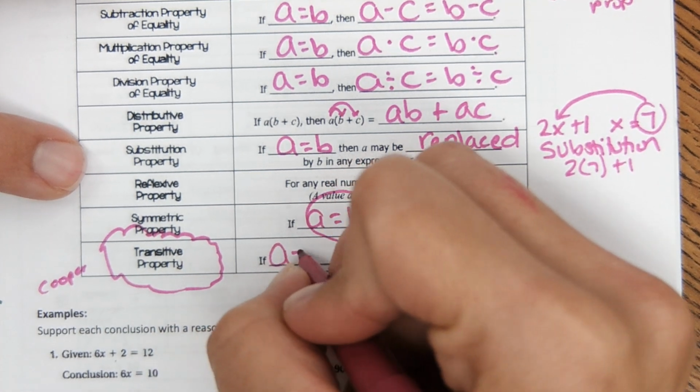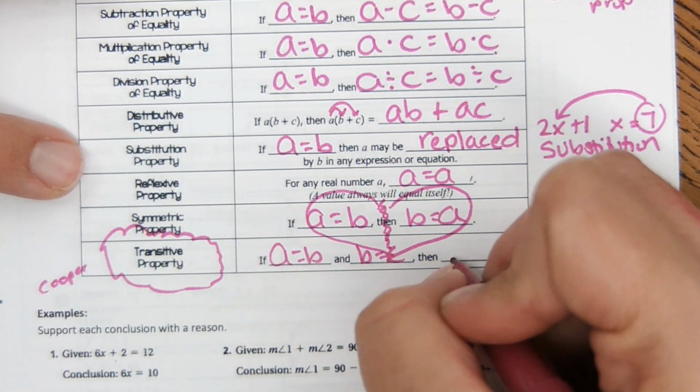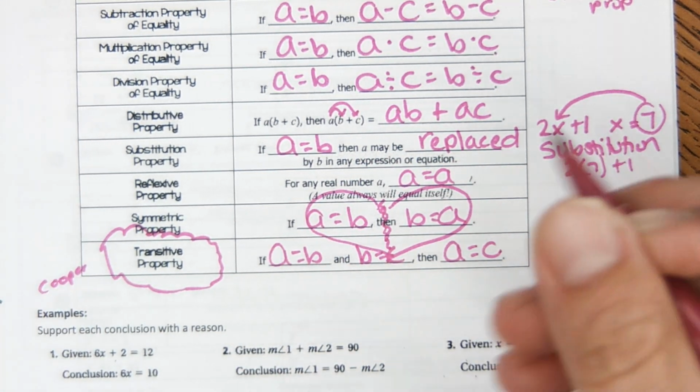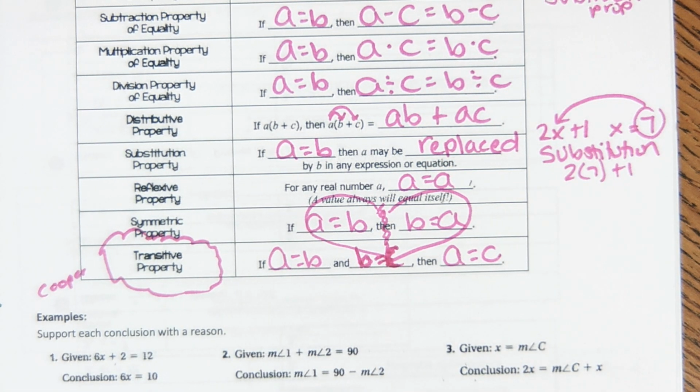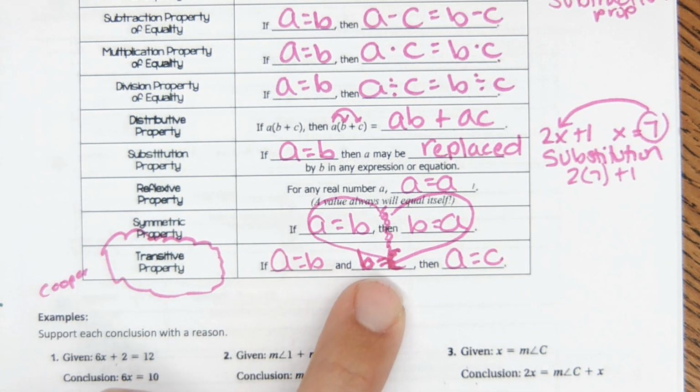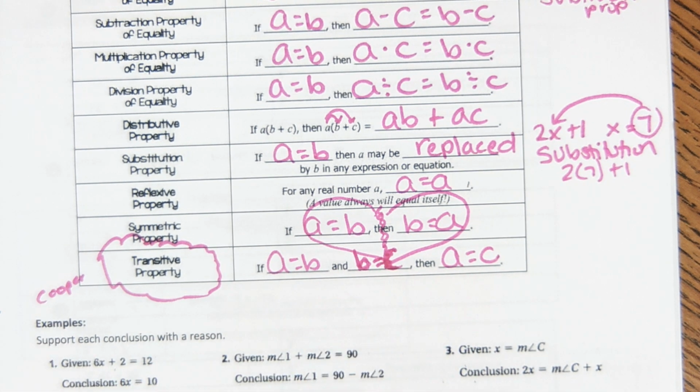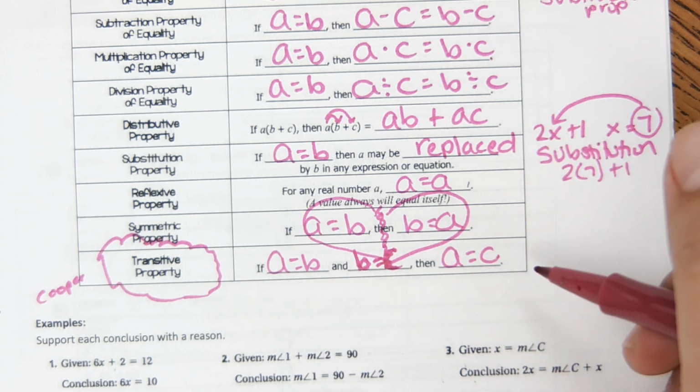Transitive comes up a lot. So transitive is A equals B, B equals C, so A equals C. Does that make logical sense to you? If A equals B and B equals C, then A must equal C.